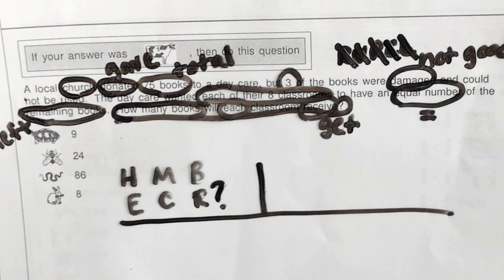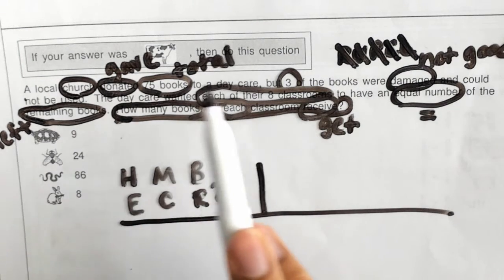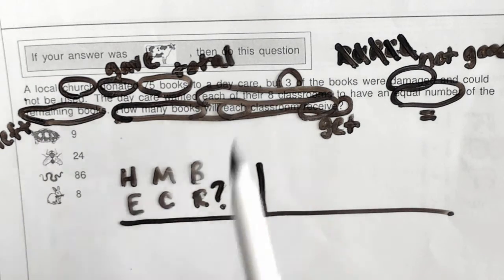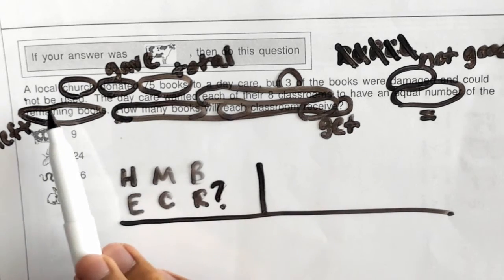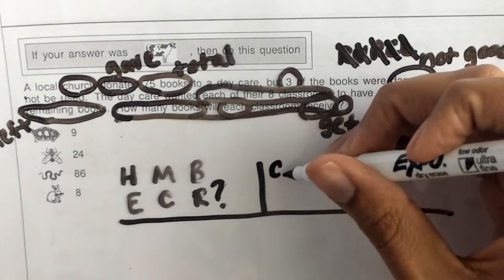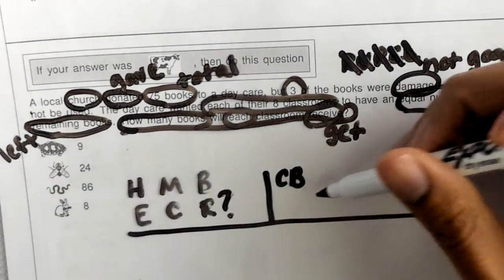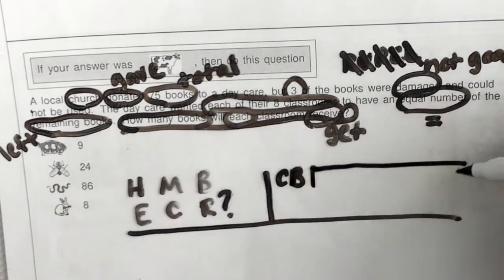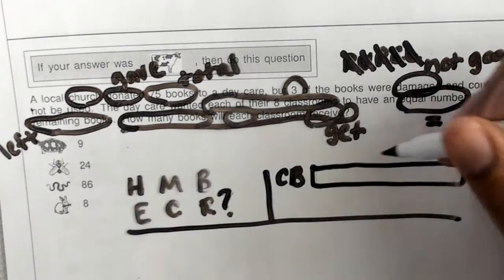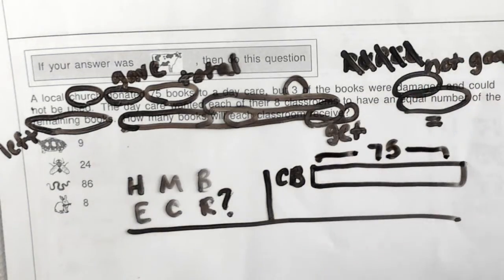Let's draw our first picture. So let's look at that first sentence again, and we're just going to be drawing a picture of the information as it goes in order. So I know this is about a church who was giving away some books, and they gave away 75 books in total. So that's why when we draw our bar, our total number is going to be 75, because that's how many they gave away in total.